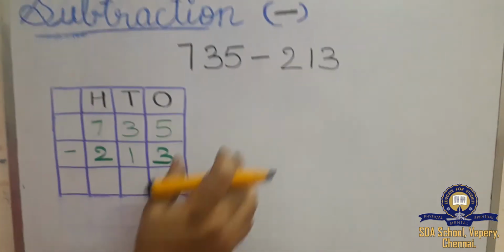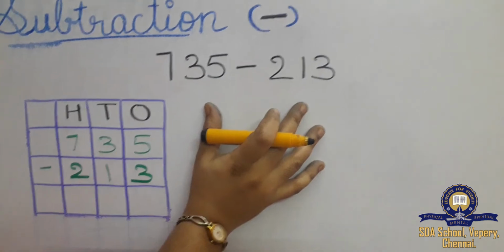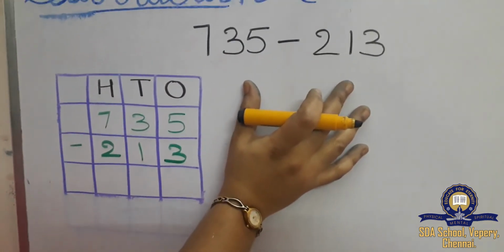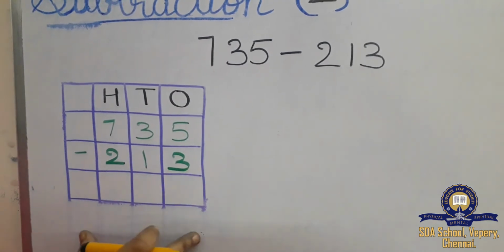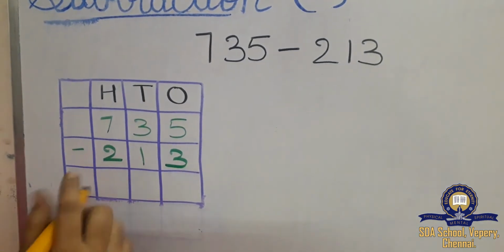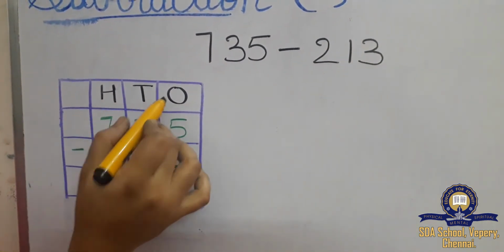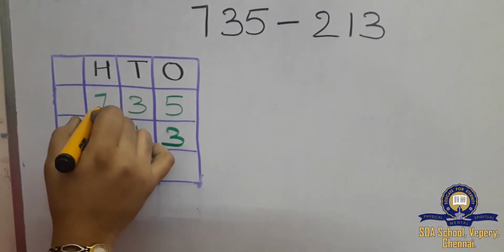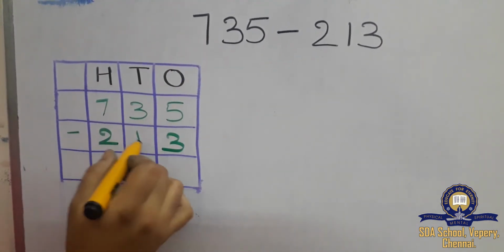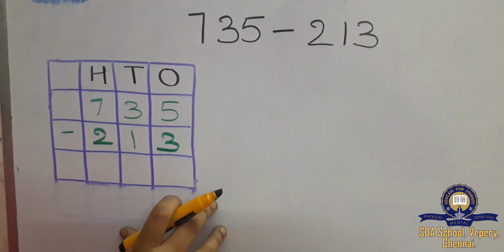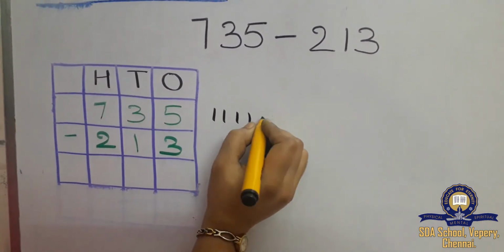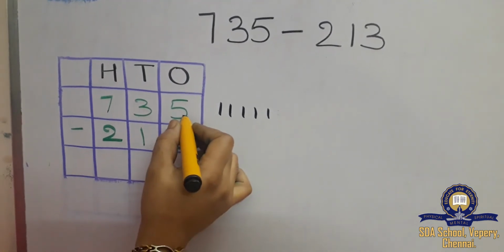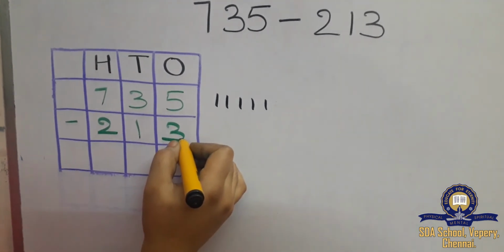Okay, now the subtraction of 3-digit numbers. The same way how we did in addition, we'll do using 3-digit numbers. Okay, so what I did, I have taken hundreds, tens, ones. So hundreds, 7, 3, 5, 2, 1, 3. Okay, now we'll take away first 5 lines we'll draw. Okay, so now from 5, how many numbers we have to take away?